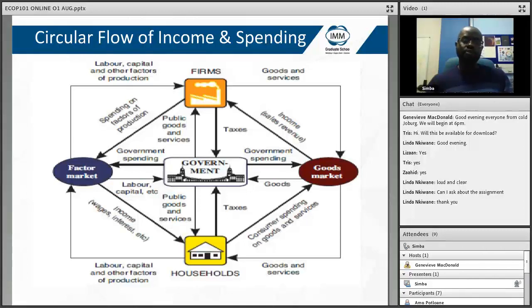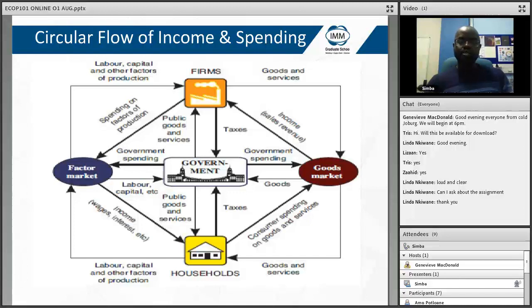Then when the households sell the factors of production, they're going to get an income in the form of salaries and wages, which is the same income that they're going to use to buy the goods and services produced by the firms. The firms are also going to get an income in the form of sales revenue.